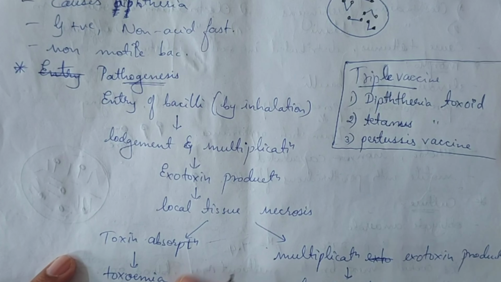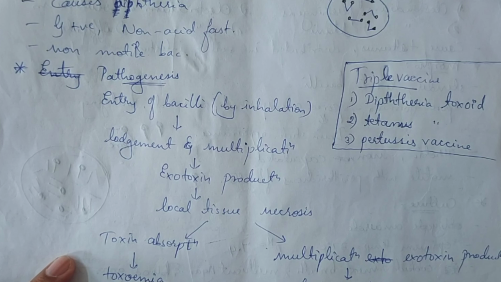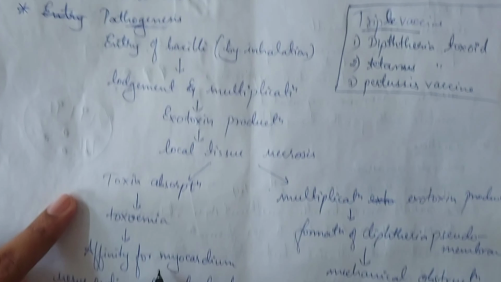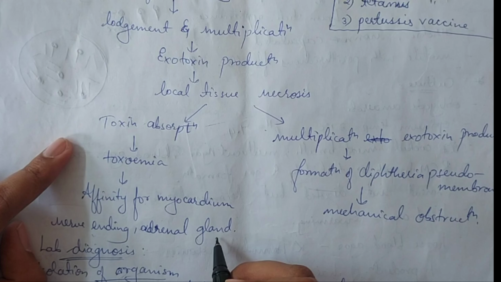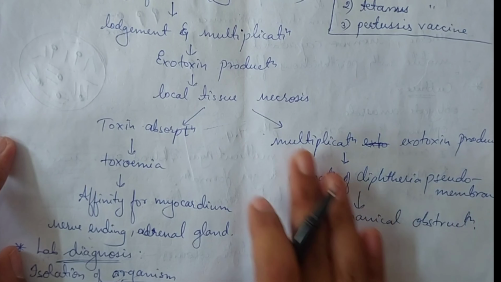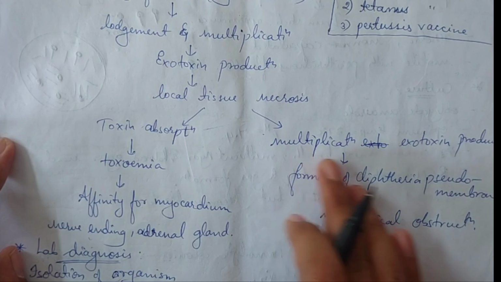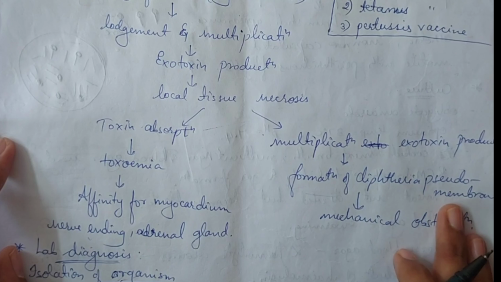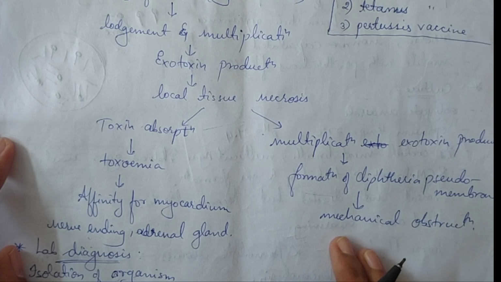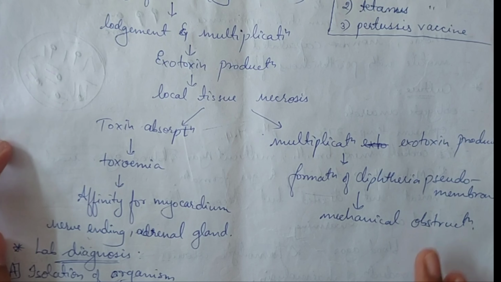This toxin absorption causes toxemia, which in turn causes affinity for myocardium, nerve endings, adrenal gland. Now, when it divides into multiplication and exotoxin production, that causes formation of diphtheria pseudomembrane. That in turn causes mechanical obstruction.